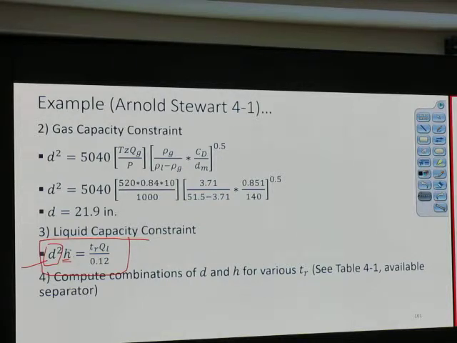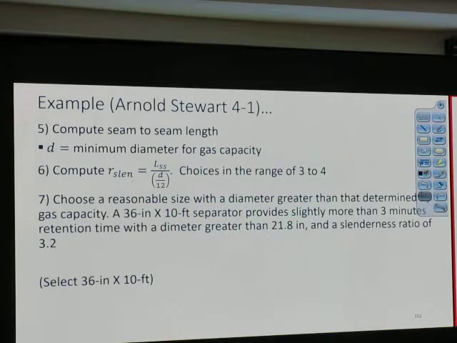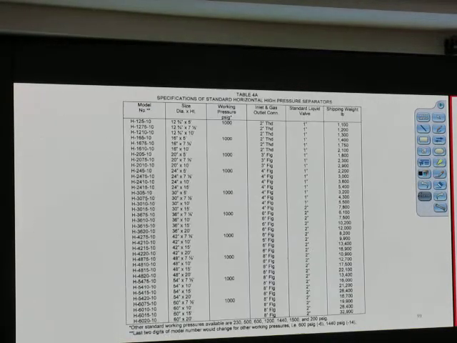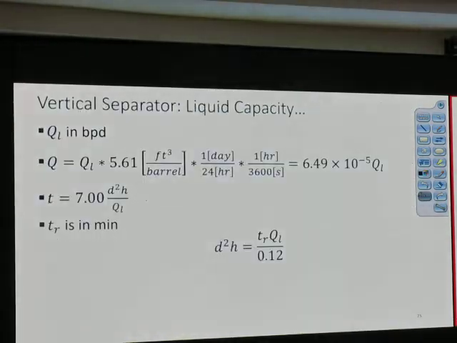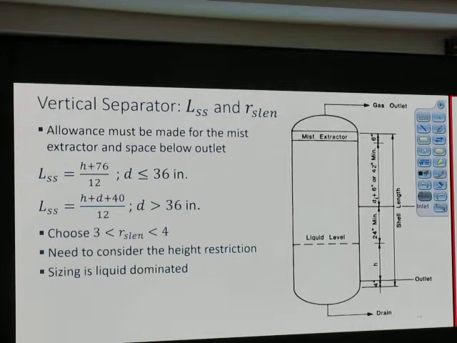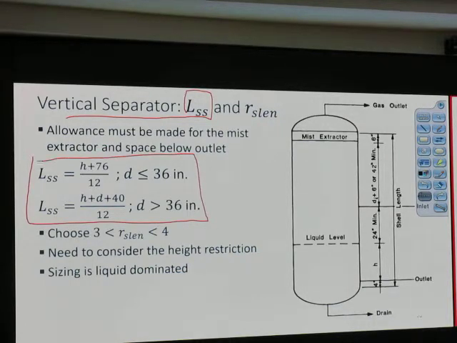And then we have seam-to-seam length. There's an equation for seam-to-seam length for the vertical separator. I'm going back, I'm sorry. This vertical separator, seam-to-seam length and slenderness ratio. For seam-to-seam length, we have two equations. So when we know h, we plug it in, and then we do the calculation.